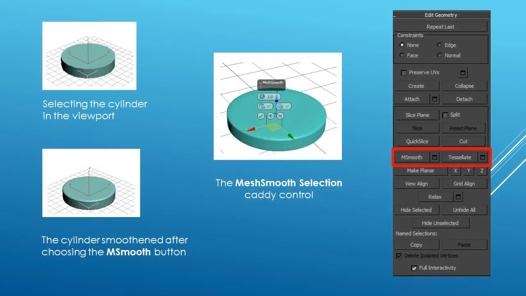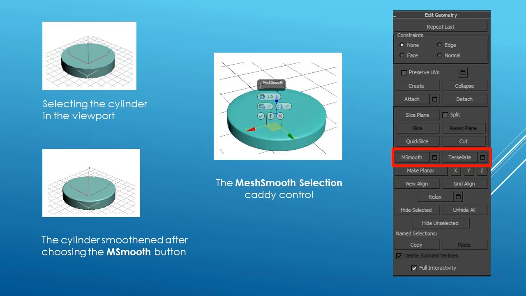The MSmooth button is used to smoothen the object or sub-objects. To smoothen the object, select it in the viewport and then choose the MSmooth button in the Edit Geometry rollout. The object will be smoothened as shown. Choose the Settings button on the right of the MSmooth button. The MeshSmooth Selection caddy control will be displayed in the viewport.